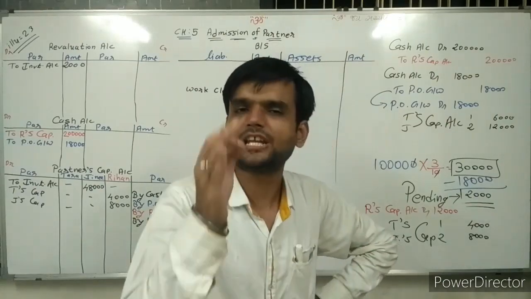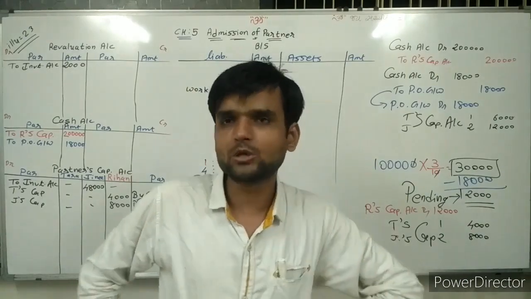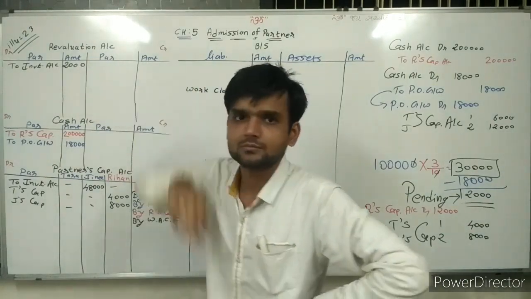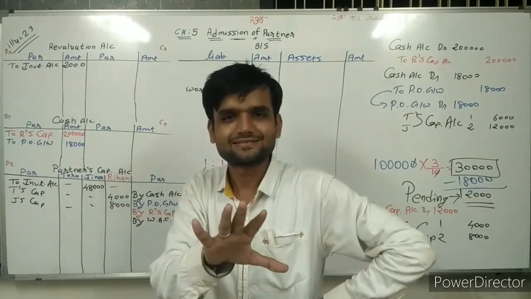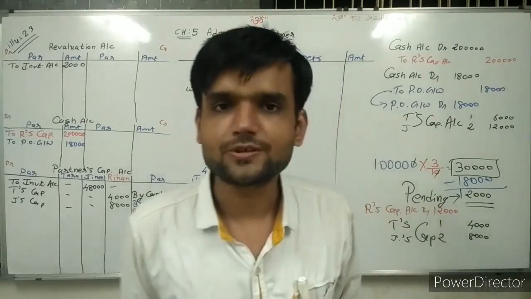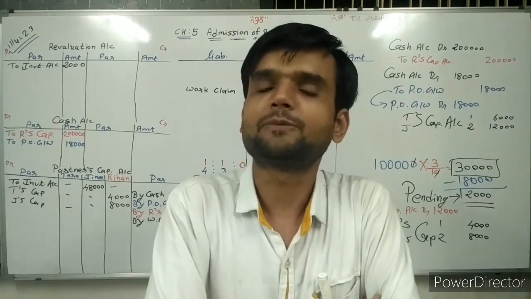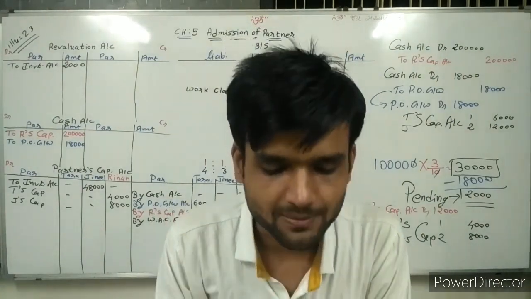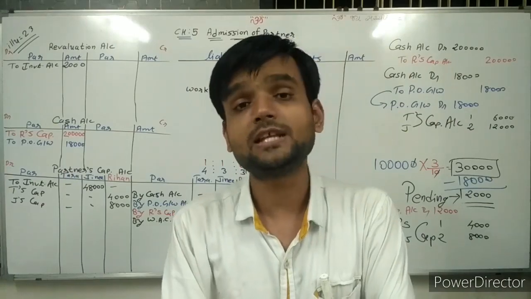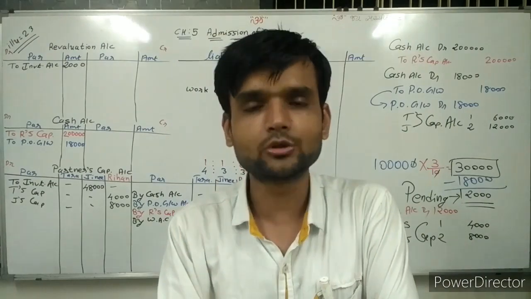Observe your balance sheet very carefully. We do not need to debit a revaluation account. Why? Loss is transferred to revaluation account. But just wait. See the balance sheet. On the liability side, there is an investment fluctuation fund, sir. Now what does it mean? Investment fluctuation fund of 4,000 is given on the liability side. Why is it created, and when is it utilized?